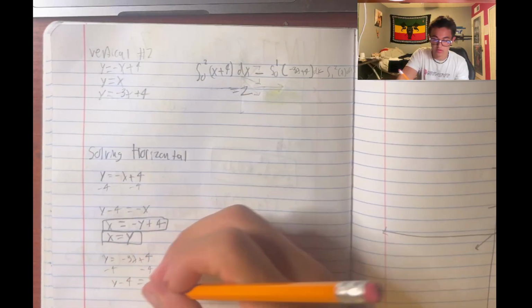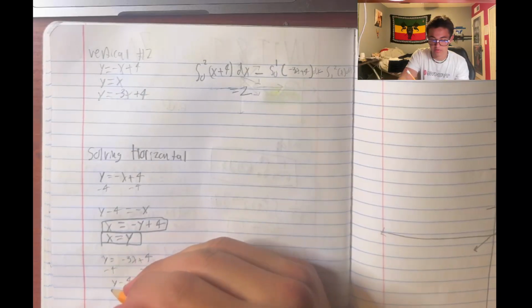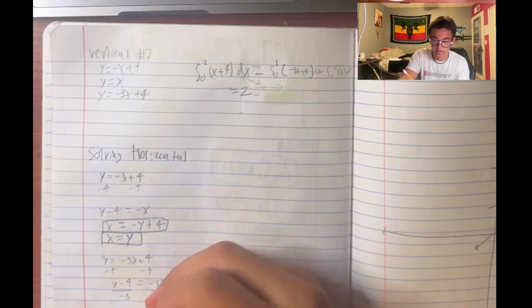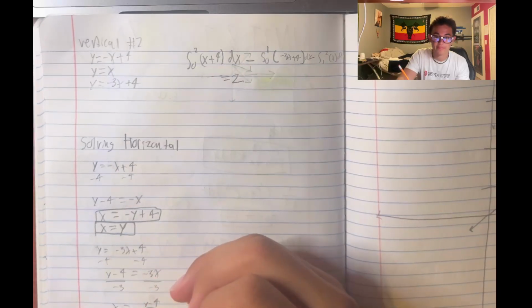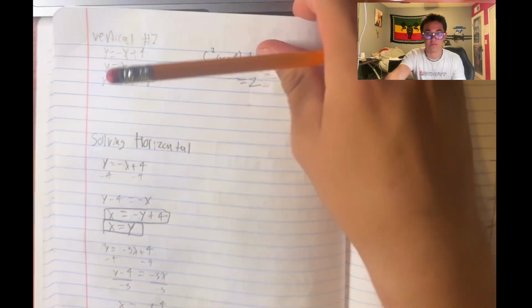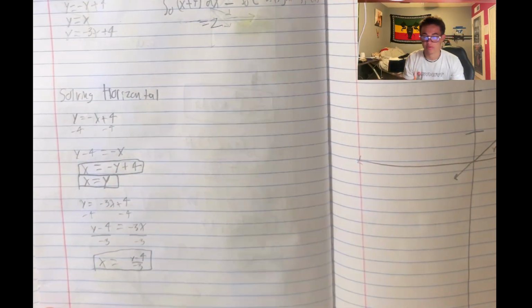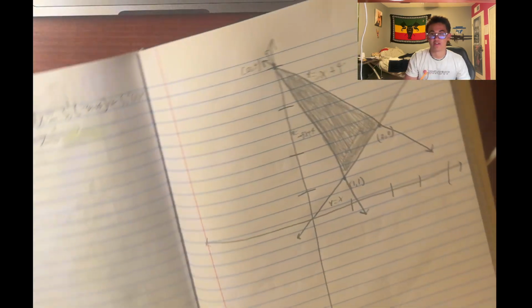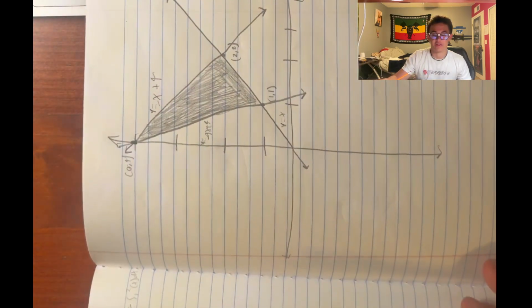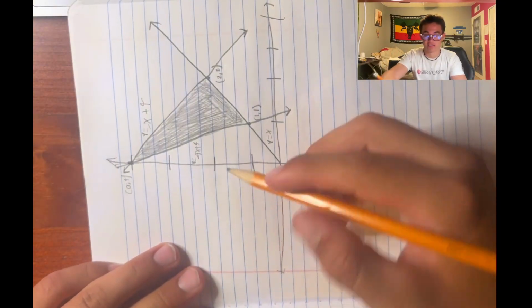Y minus 4 is equal to negative 3x, divided by negative 3 on both sides. So x is equal to y minus 4 over negative 3. Let me make sure you guys can see that. So these are our new 3 points. And what those points do is they basically take this graph right here and turn it horizontal. So now this is what our graph kind of looks like.